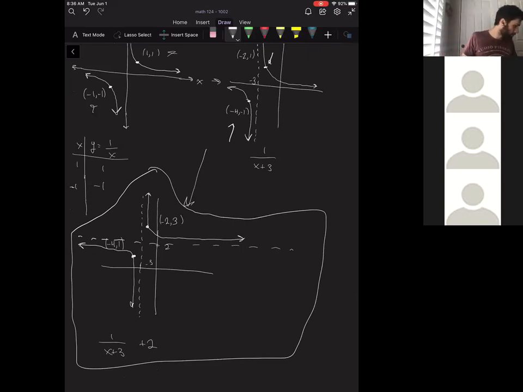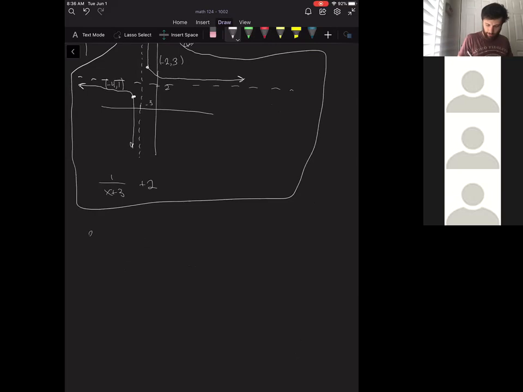All right, let's do some more examples. Let's do number 35. We have minus x minus 3 squared plus 5.